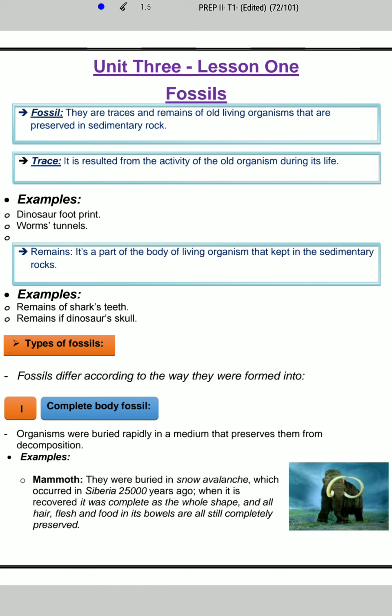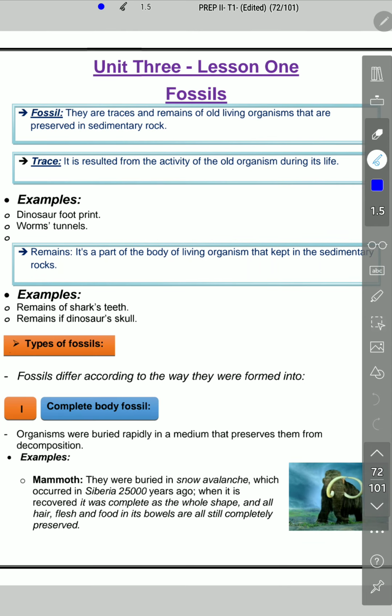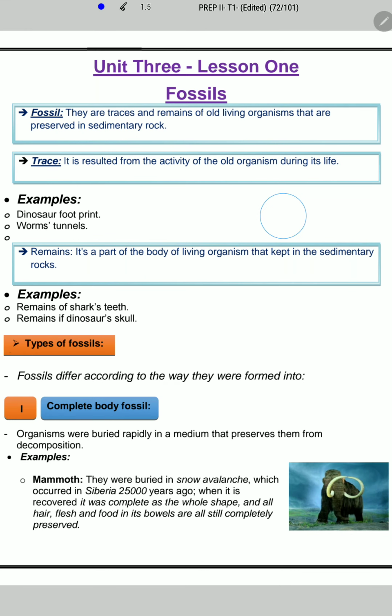What are the fossils? The word fossil is an old word. It means old, very old things. And for the living organisms, fossil means traces and remains of old living organisms that are preserved in the sedimentary rocks. Here we have to explain three words.